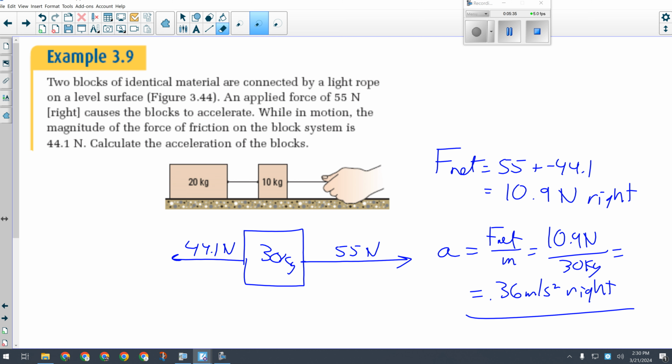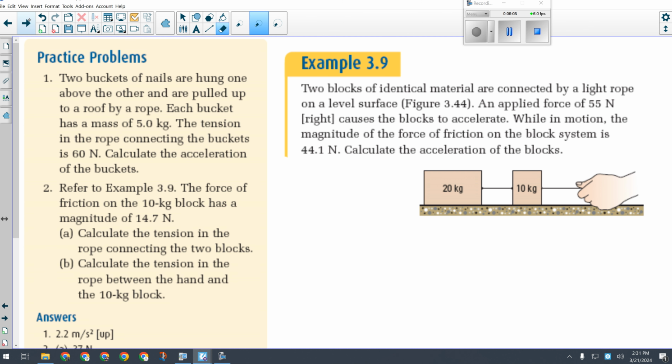Now, the next step to a system question is they'll ask you about forces in the system. They only told us that there was this force here from the hand and that friction on the two blocks added up to 44.1. The next thing they could do is say, the friction on this block was this much. Calculate this other force that was within the system. That's the next question here.